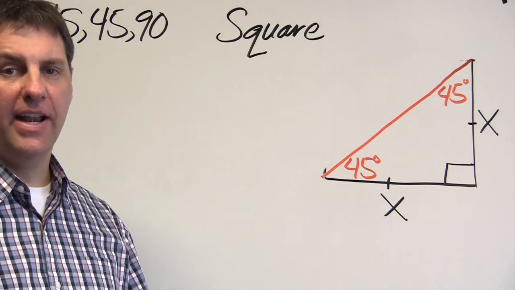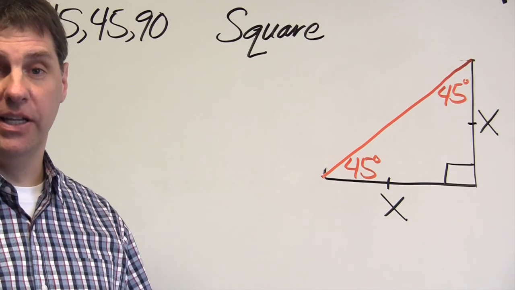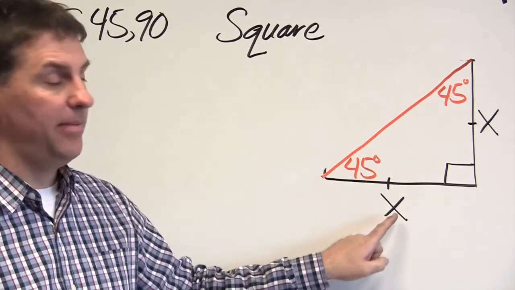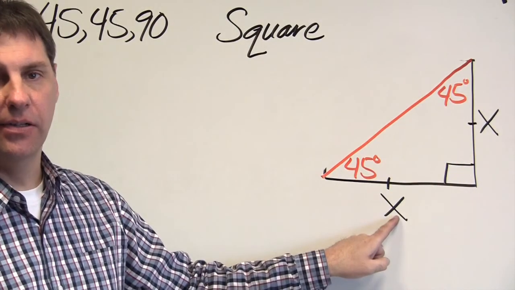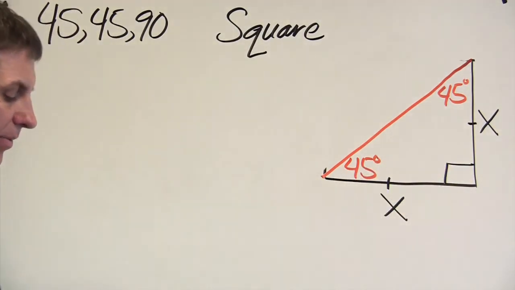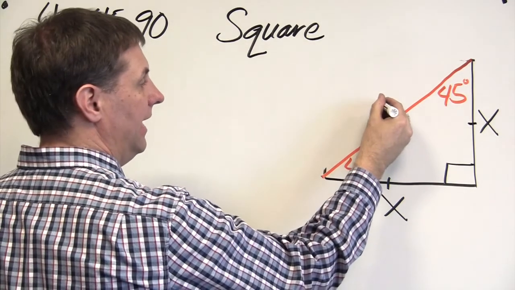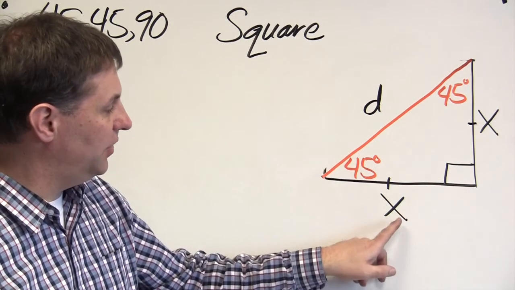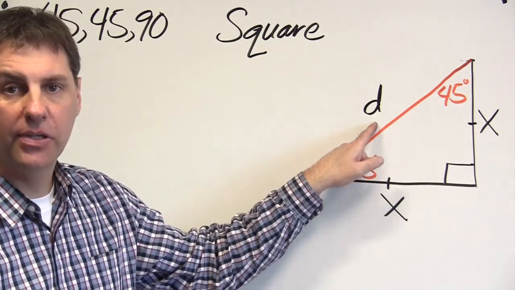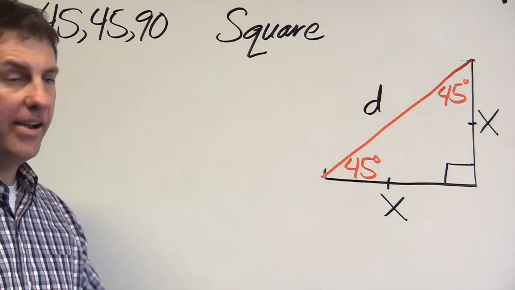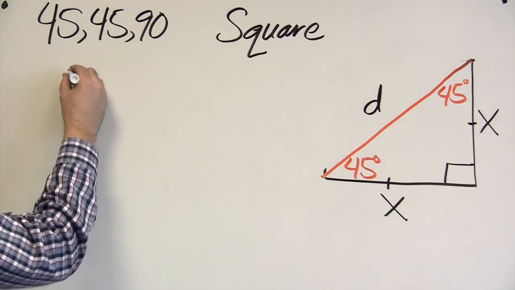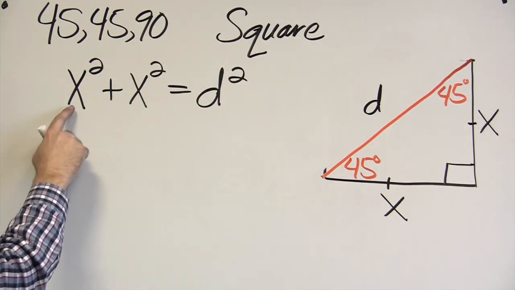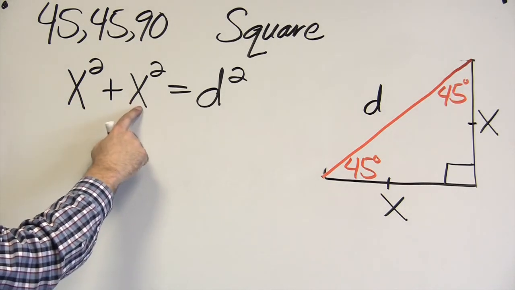With a 45, 45, 90, there's a pattern associated with it that you really need to know. First of all, you should always know that these two sides, the legs, will always be the same. It's an isosceles right triangle. So these are the same. Let's say we're looking for this diagonal here. We'll call it D. Okay. I would like to find D so that I know the relationship between these legs and that hypotenuse. So I'm going to apply the Pythagorean theorem. x squared plus x squared is 2x squared.